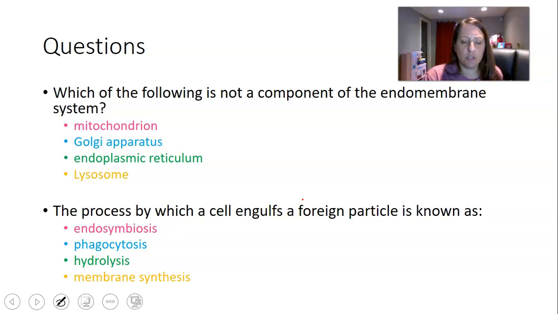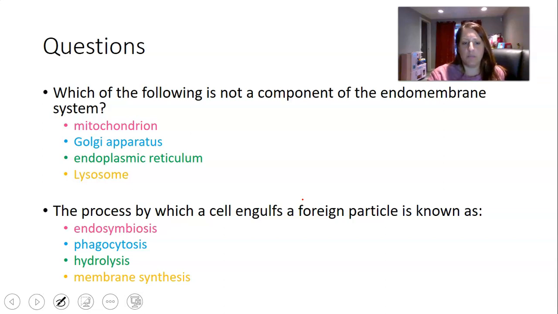First question. Which of the following is not a component of the endomembrane system? The mitochondria, the Golgi, the ER, or the lysosome? Which is not part of the endomembrane system? Hopefully you answered red, the mitochondrion. It's not part of the endomembrane system. It's a double membrane-bound organelle, but not part of the endomembrane system.